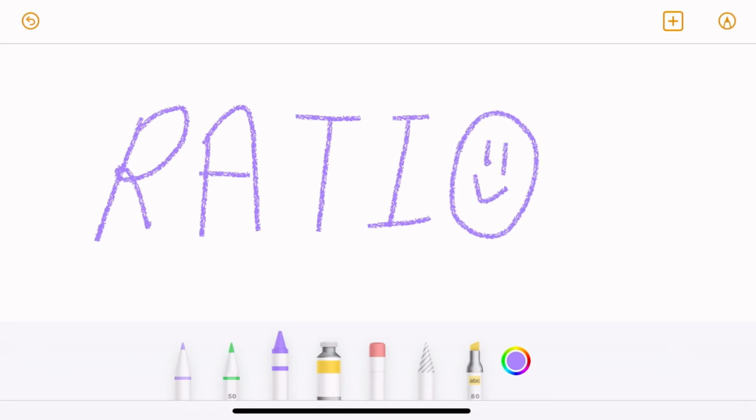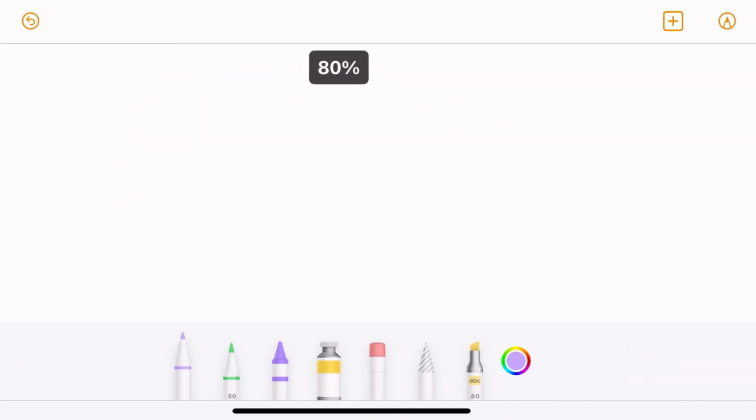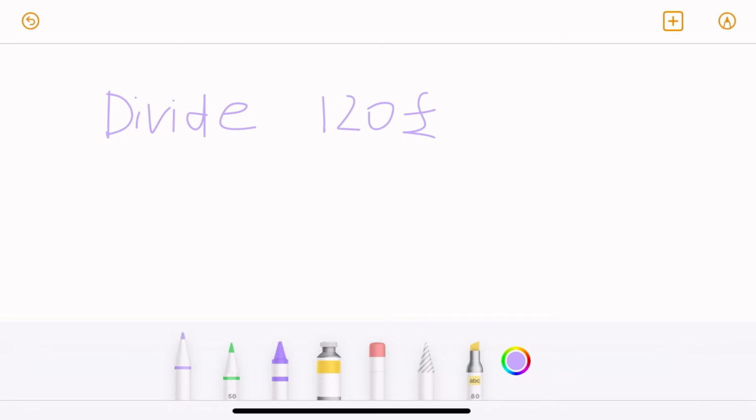Ratio is our next topic. You can see ratio as a way to compare quantities, and then we're going to divide the ratio that we're given into the number that there are in total, and then we can allocate these to different things. Let's have a look at an example. If we were to divide 120 pounds into the ratio 1 to 2 to 5.